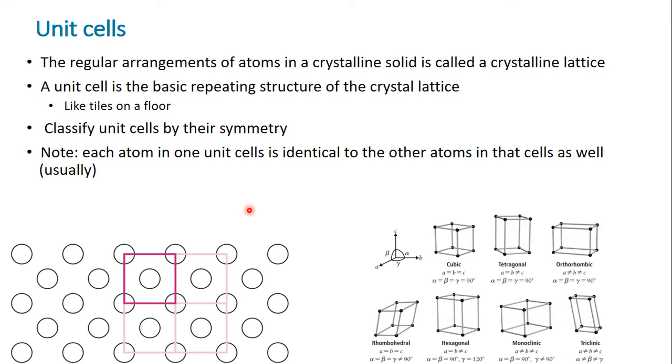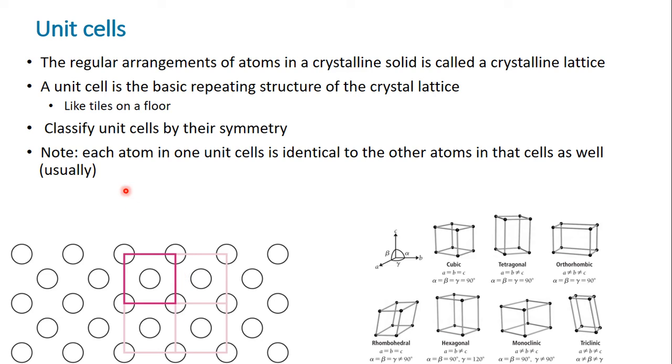And the way you talk about unit cells is that you talk about their geometry, so cubic, tetragonal, orthorhombic, rhombohedral. So don't worry about memorizing these, but that's how you would tell your different unit cells from each other. And note that each of these unit cells, for the most part, are going to be exactly the same as its neighbors.